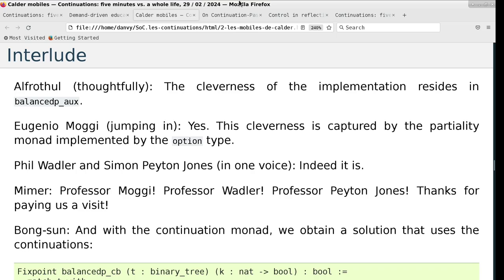Professor Mogi, Professor Walden, Butler, Professor Peyton Jones, thanks for paying us a visit.